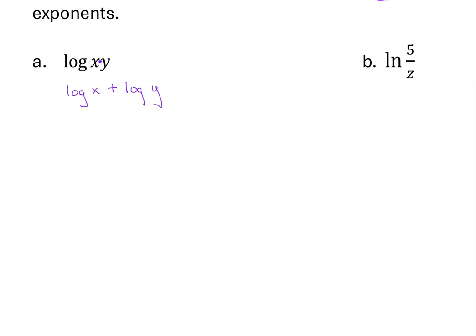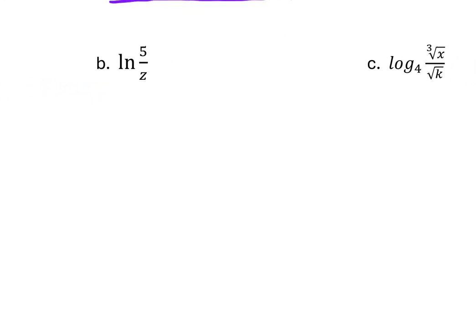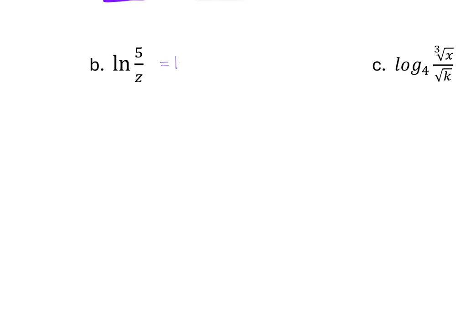All right, let's come to example B. In B, we have a division. And so remember, division, when we separate it, turns into subtraction. And so what we're going to do is we're going to go natural log of 5 minus natural log of z. And we're done.